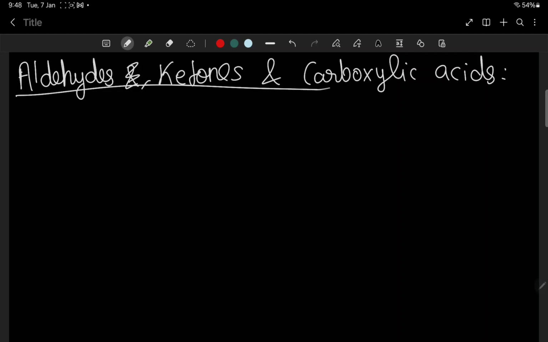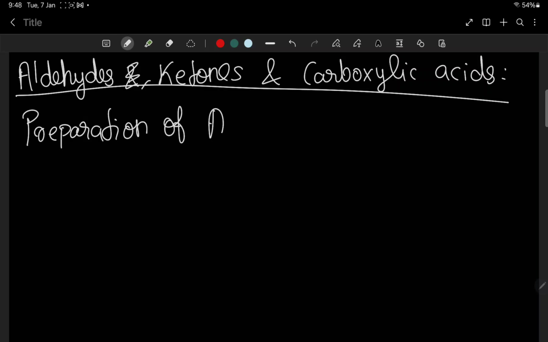Let us start with the reactions. In every chapter we should start with preparation. So here, first is the preparation of aldehydes and ketones. Common methods for preparation of aldehydes and ketones.